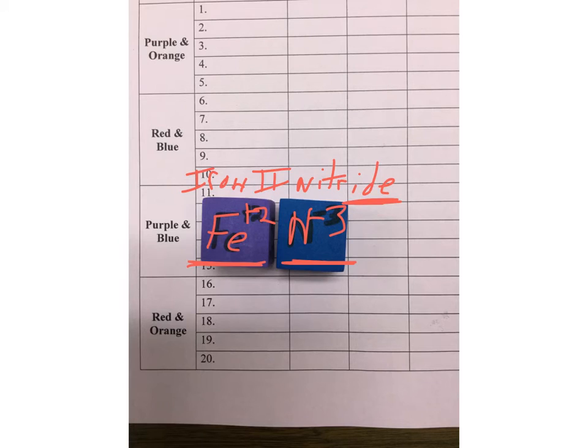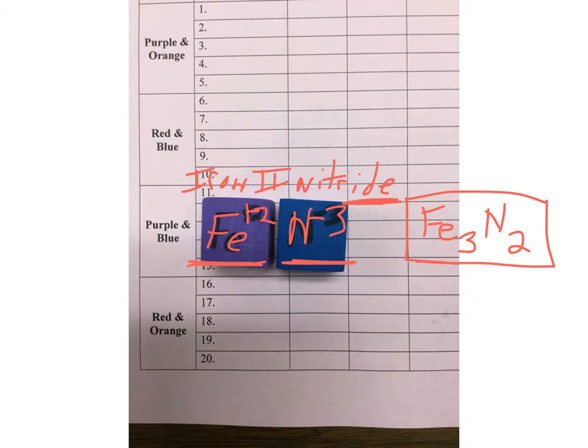Okay, so now am I going to cancel, reduce, crisscross? What am I going to do? I'm going to crisscross. That's going to be over here. Fe3N2. Why don't I need a parenthesis? Because there's no polyatomic, because it's just an element, right? So I don't need the parentheses.